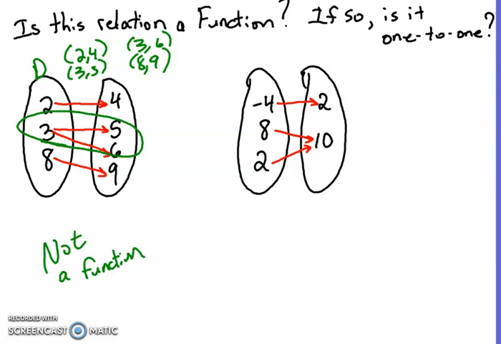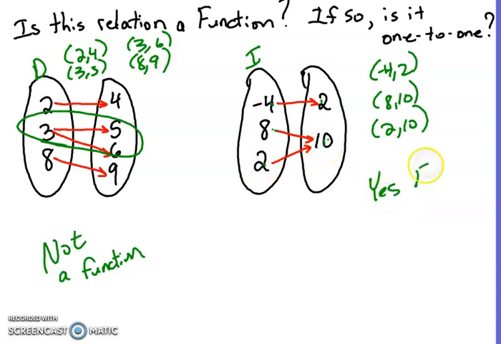All right, so this next one, again, this is a relation because you have (-4, 2), you have (8, 10), and you have (2, 10). So it's a set of ordered pairs. So this is a relation. Now, is it a function? Function means, again, does each number of the input, this is your input or your domain, does each one go to one number? So when I put 4 in, does it go to one number? Yes, it does. When I put 8 in, does it go to one number? Yes, it does. When I put 2 in, does it go to one number? Yes, it is. So yes, it is a function.